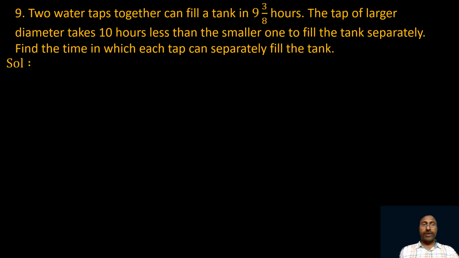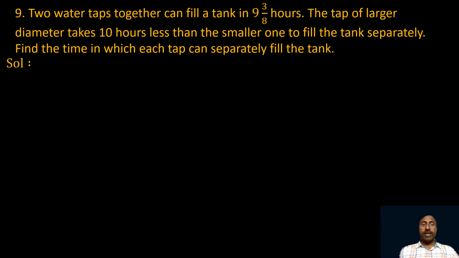This is the question. Okay students, here we have two taps and we know that the face of the tap is of circle form. The tap having larger diameter takes 10 hours less than the tap of the smaller diameter. If both the taps work together, then the tank fills in 9 3/8 hours, and we need to find the times in which each tap can separately fill the tank.